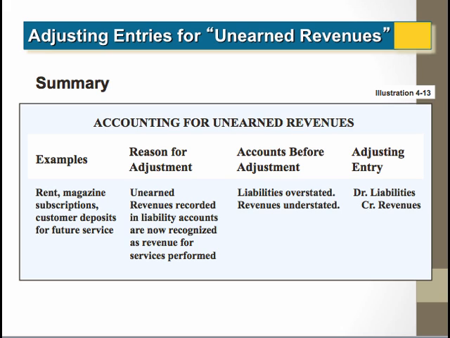So in summary, for an unearned revenue account, which is a deferred revenue, we defer revenues until we earn the revenue. Before the adjustment, if we do not make this adjustment, we will be overstating our liabilities and understating our revenues. To correct that situation, we need to do a debit entry to the liability account to reduce the liability and a credit entry to the revenue account to increase the revenues.